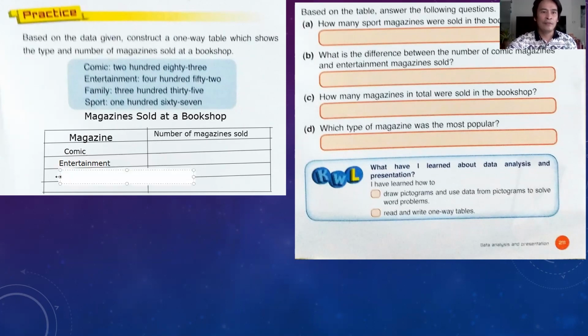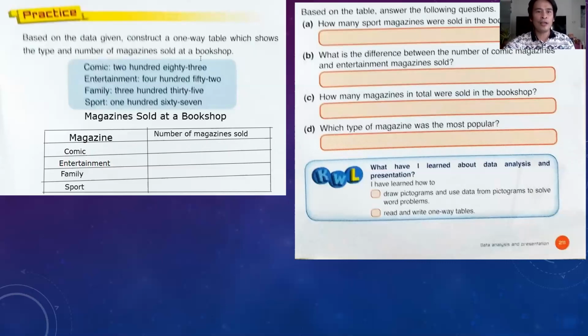While family, it's all about living, lifestyle. So this is family magazine. And then the last one, about sports, like football, basketball, volleyball, or any sports. So this is sport. Okay, next.